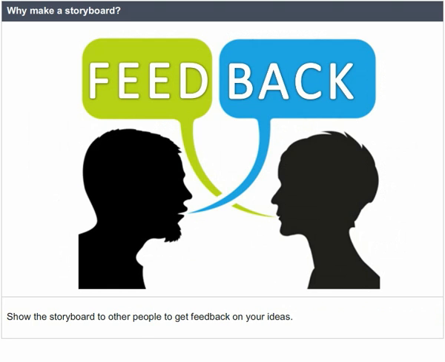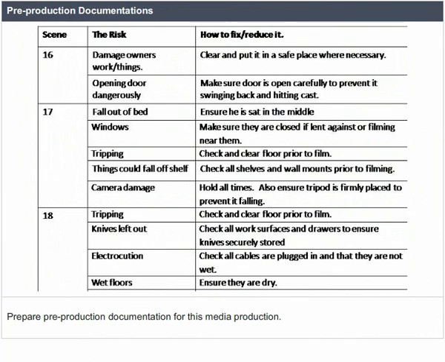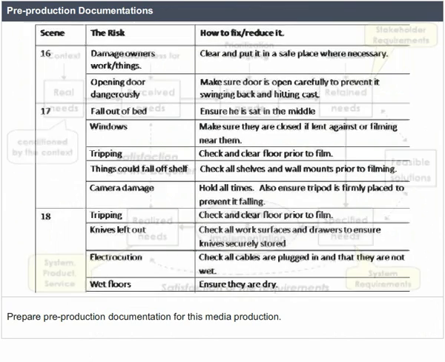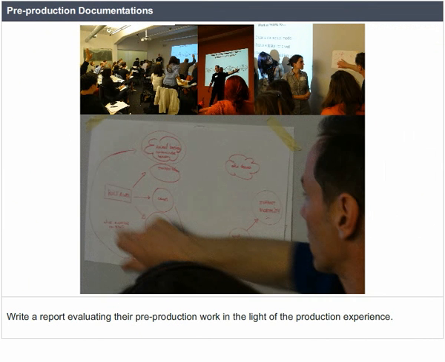Pre-production documentation. Take responsibility for pre-production of a production taking place in connection with another unit. Prepare pre-production documentation for this media production. You will identify requirements for the production and source of requirements to create documentation. Source requirements, carry out production. Write a report evaluating your pre-production work in the light of the production experience.